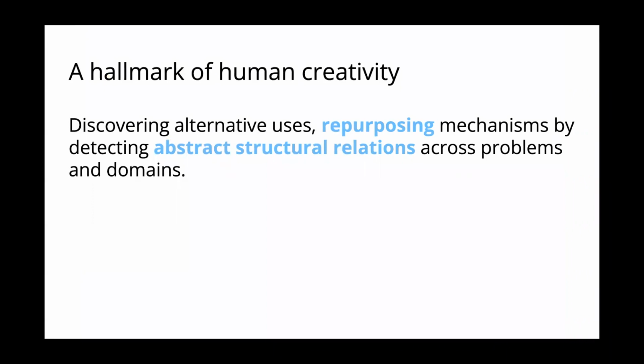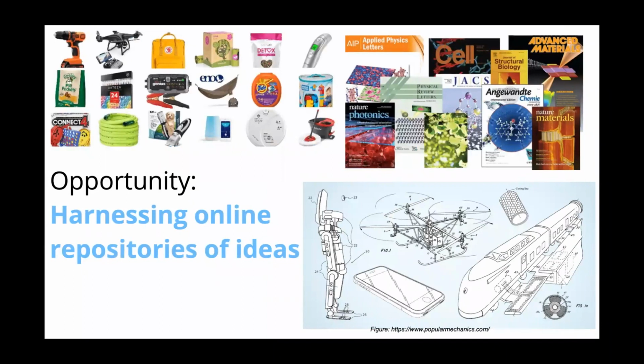These are just a few examples of a fundamental pattern of human creativity, where innovators repurpose existing mechanisms for new alternative uses by detecting abstract structural connections across problems and across distant domains. This raises a question that lies at the center of our work. How can we scale the process of innovation by harnessing many millions of technologies and ideas available in online repositories of ideas, in product descriptions, in patents, scientific publications, to discover new uses and new solutions to problems?